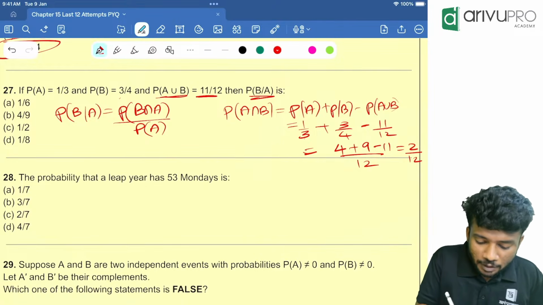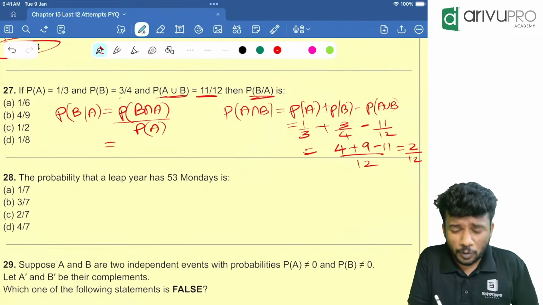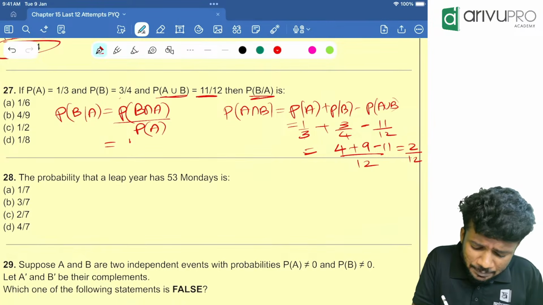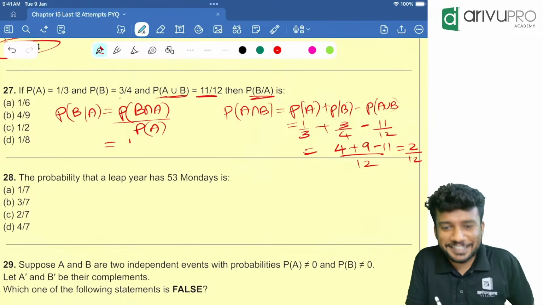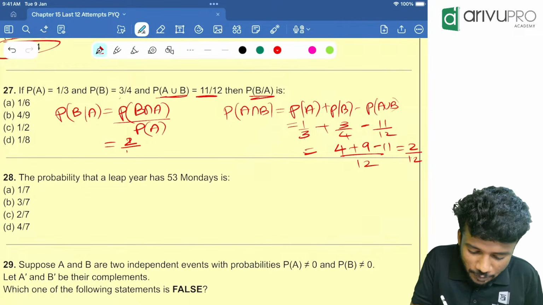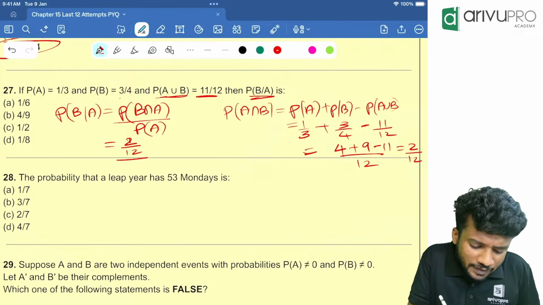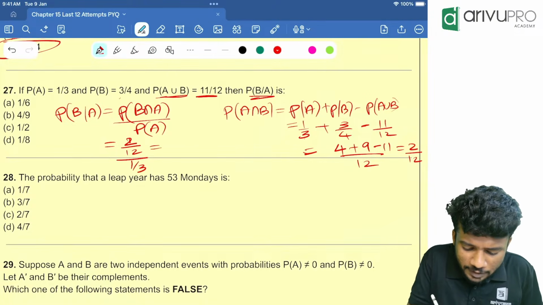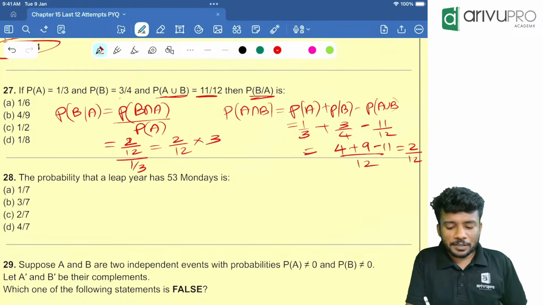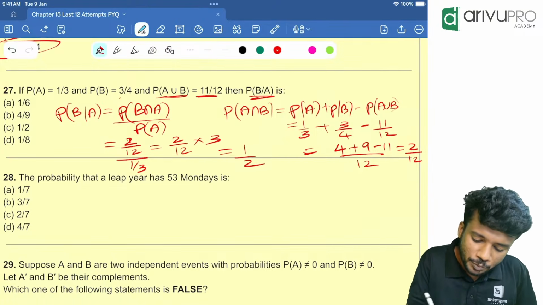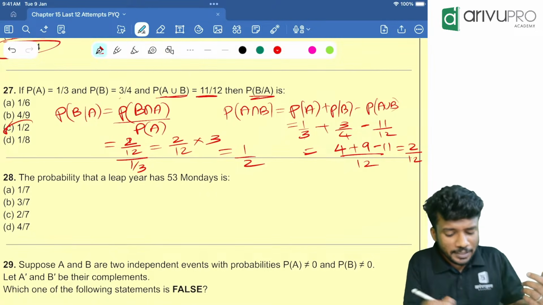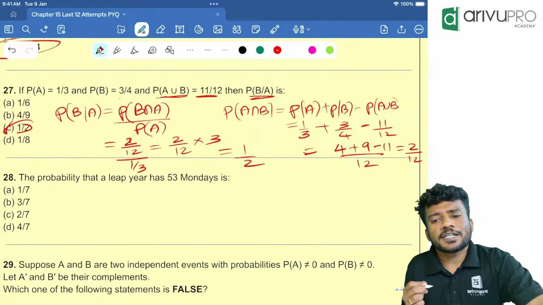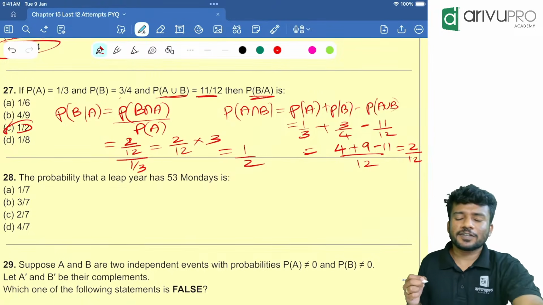2 by 12. Now people, take the calculator and write the value. That means P of B intersection A and P of A intersection B are both the same, right? So 2 divided by 12 divided by P of A, which is 1 by 3. I will rewrite it as 2 by 12 into 3. People, how much is the answer? 6 by 12 is how much? 1 by 2, or in the calculator you will get 0.5. So 1 by 2 is your answer. Very good. Very, very good.